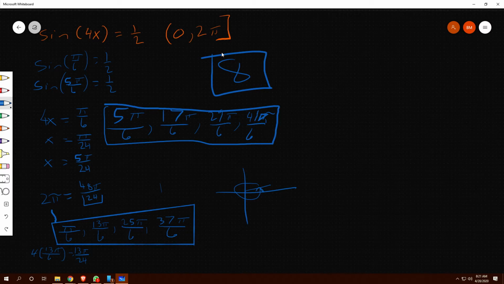Now, why did I choose 12? Well, the denominator is 6, it's pi over 6. Well, I double 6 is 12. That's one full revolution. So I'm able to add 12 or just double the denominator, and that will give me one full revolution. I did the same thing for 5 pi over 6 to 17, 29, and 41, and they all worked. Gave me a total of 8 answers.